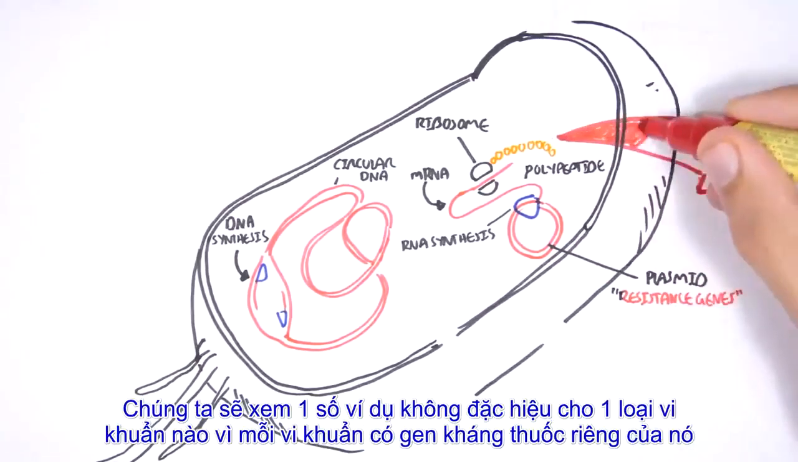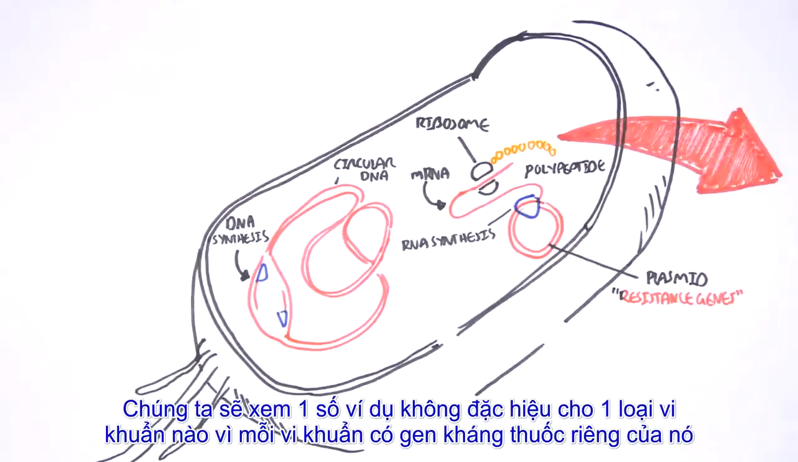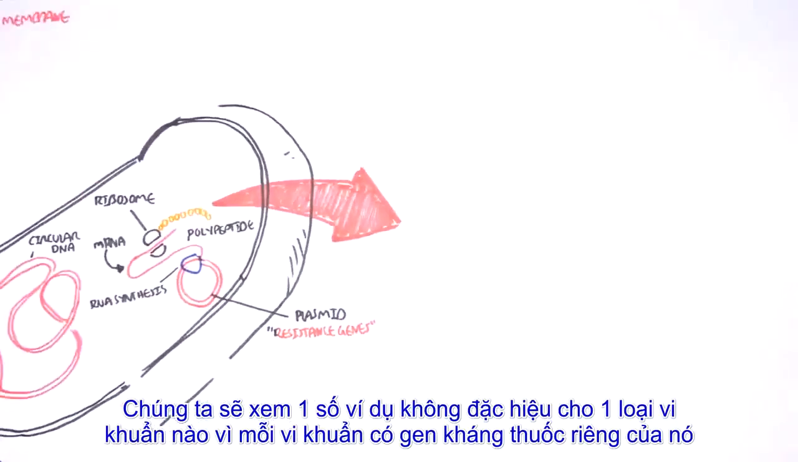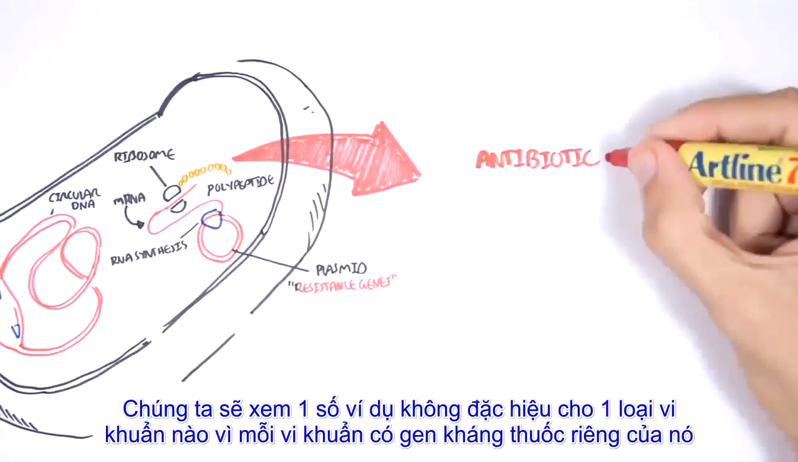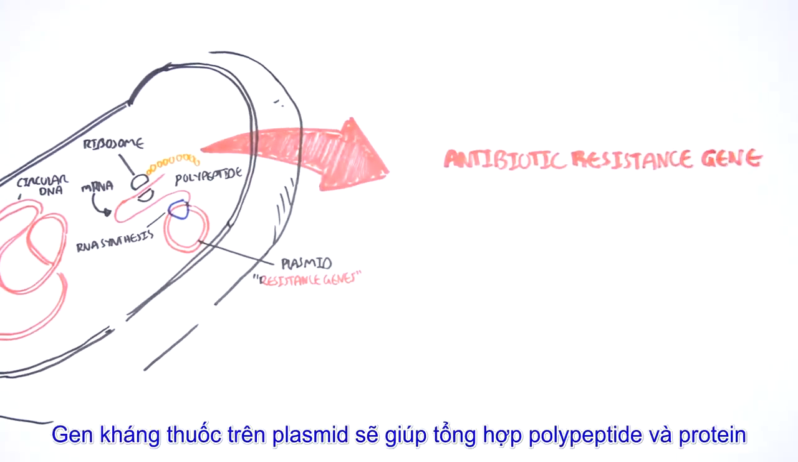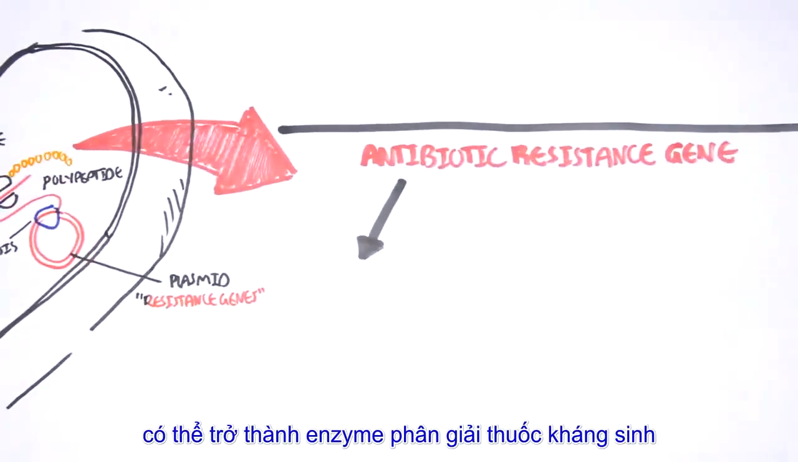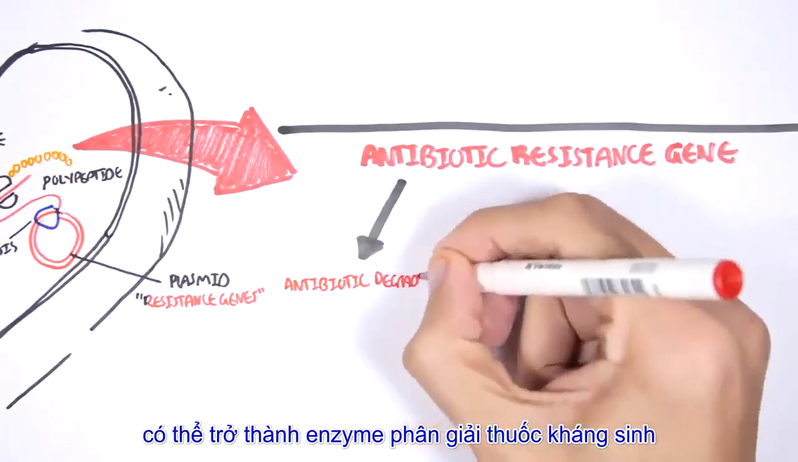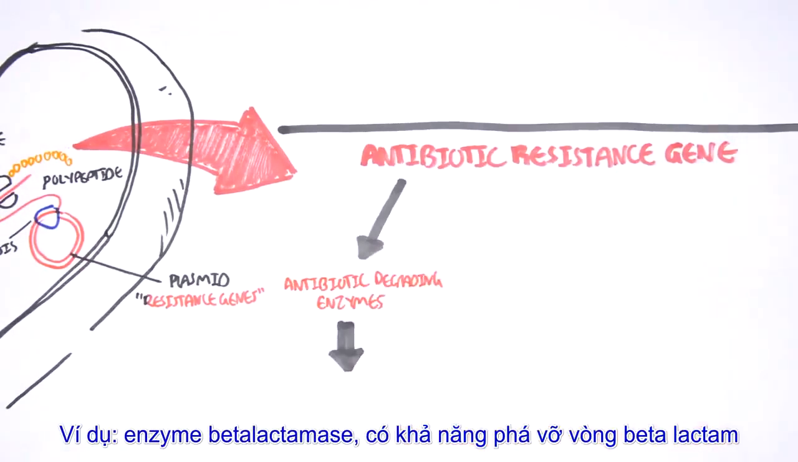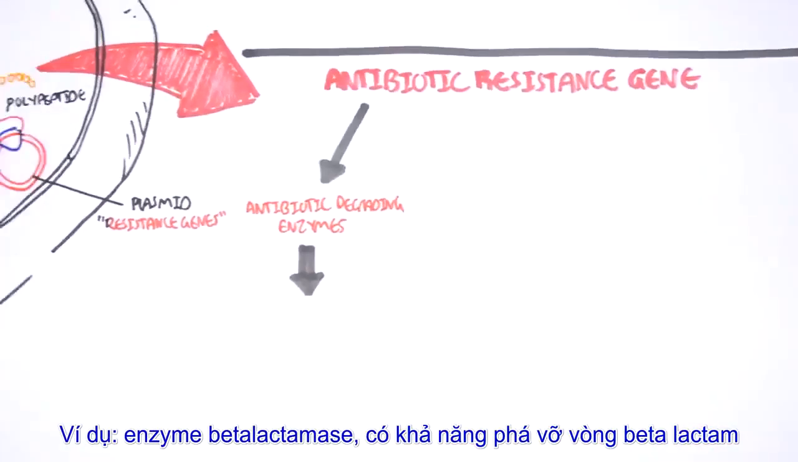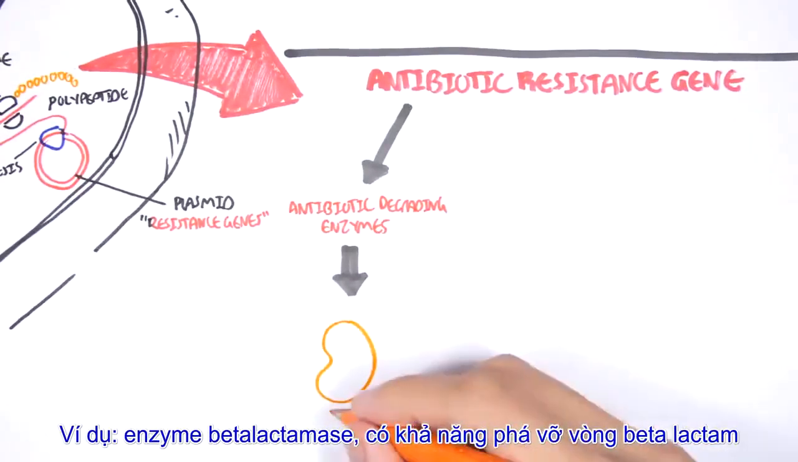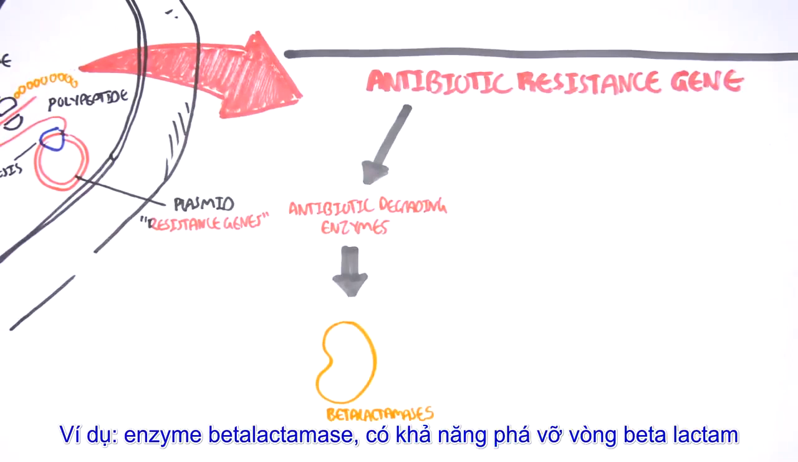Now we will look at some examples that are not specific to one type of bacteria, because each bacteria has its own unique resistance gene, you can say. Now the antibiotic resistant genes, which is usually found on the plasmid, will result in the synthesis, as I mentioned, of proteins, polypeptides, that can form and become maybe an antibiotic degrading enzyme, for example. A good example of this are beta-lactamases, which essentially break beta-lactam rings.